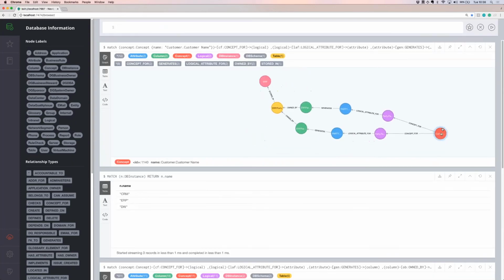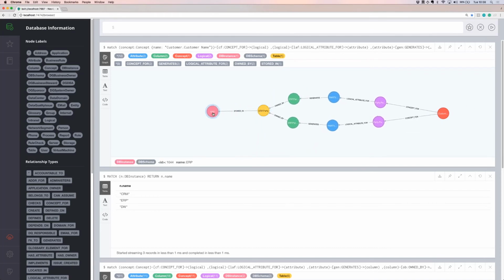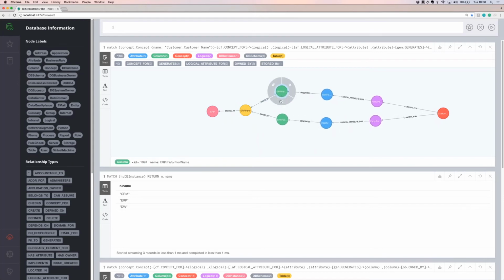Again, we start from the ontology, and we see that it is ultimately stored in an ERP system in the table called party, and specifically in two columns, party dot last name and first name. So that can be explored visually.